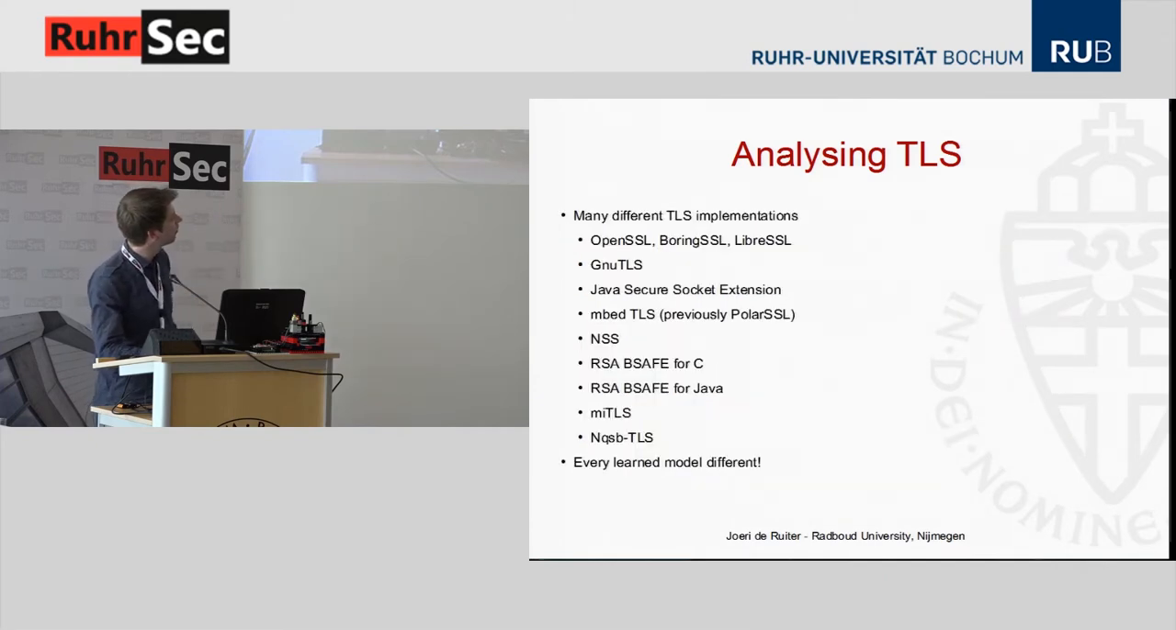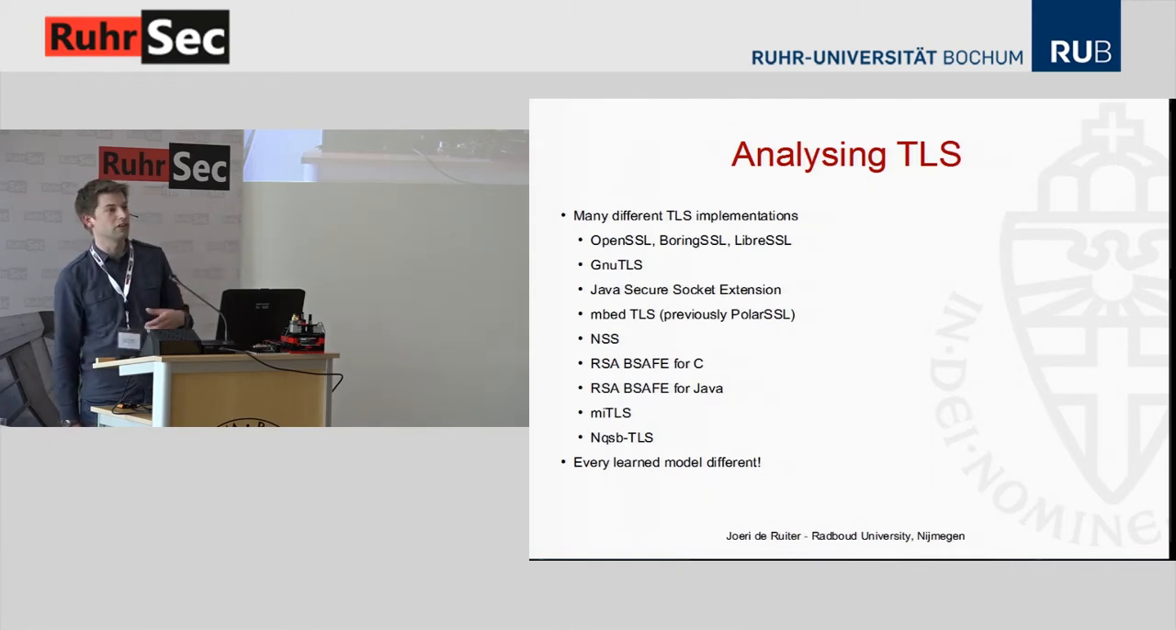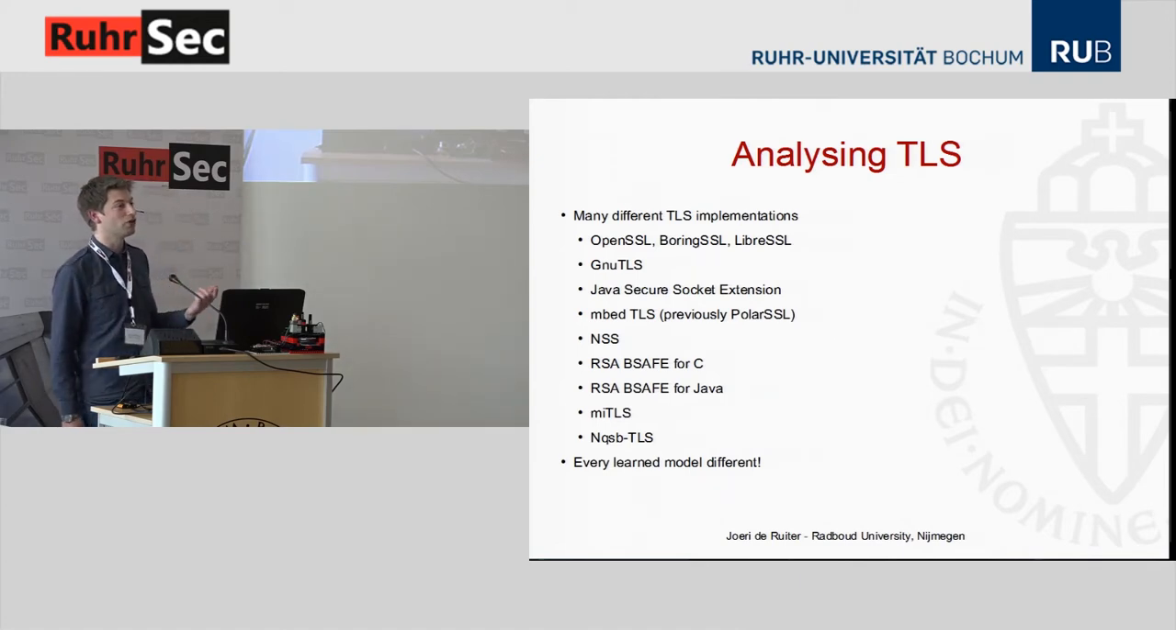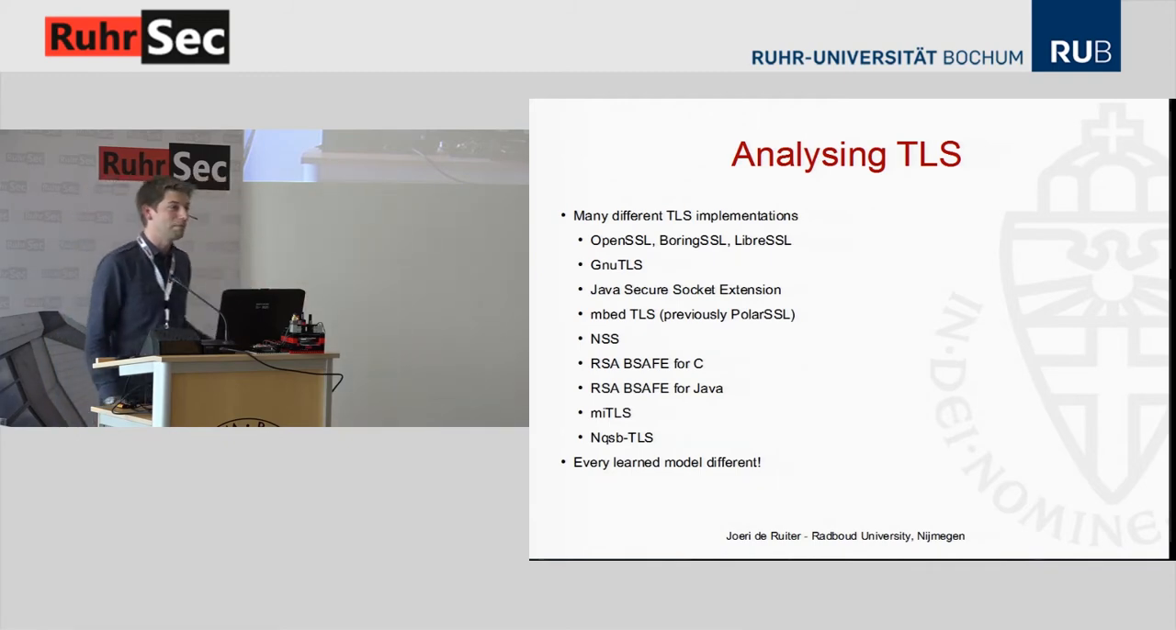So we looked at a whole list of different TLS implementations. We have the more well-known ones, OpenSSL and its forks, GnuTLS, Java's implementation, Mbed TLS, and some others, and also two more scientific implementations, miTLS by Microsoft Research and INRIA, and Not Quite So Broken TLS from some people in Cambridge. And what we noticed was that actually every model that we learned was different. Not even two implementations were the same. And even if you look within implementations, the state machine can change quite a lot over time.